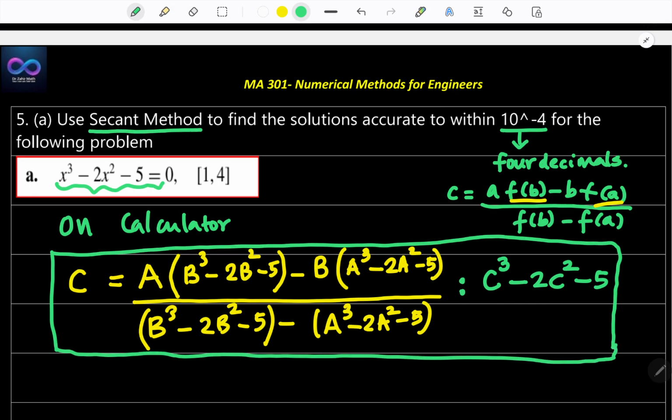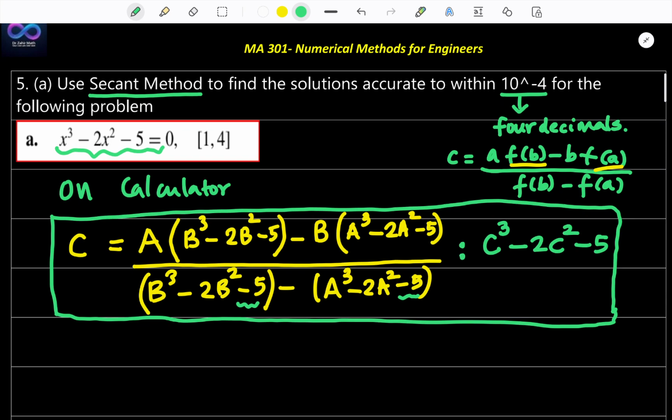If it is given like this, you have to simplify this equation, then enter it in the calculator. Just multiply, multiply, multiply. Sometimes some terms get cancelled. For example, you see here, there is a minus 5. Minus of minus 5 is plus 5, so it gets cancelled. So automatically the terms get reduced. But here it's a small one, so that's why I'm writing.